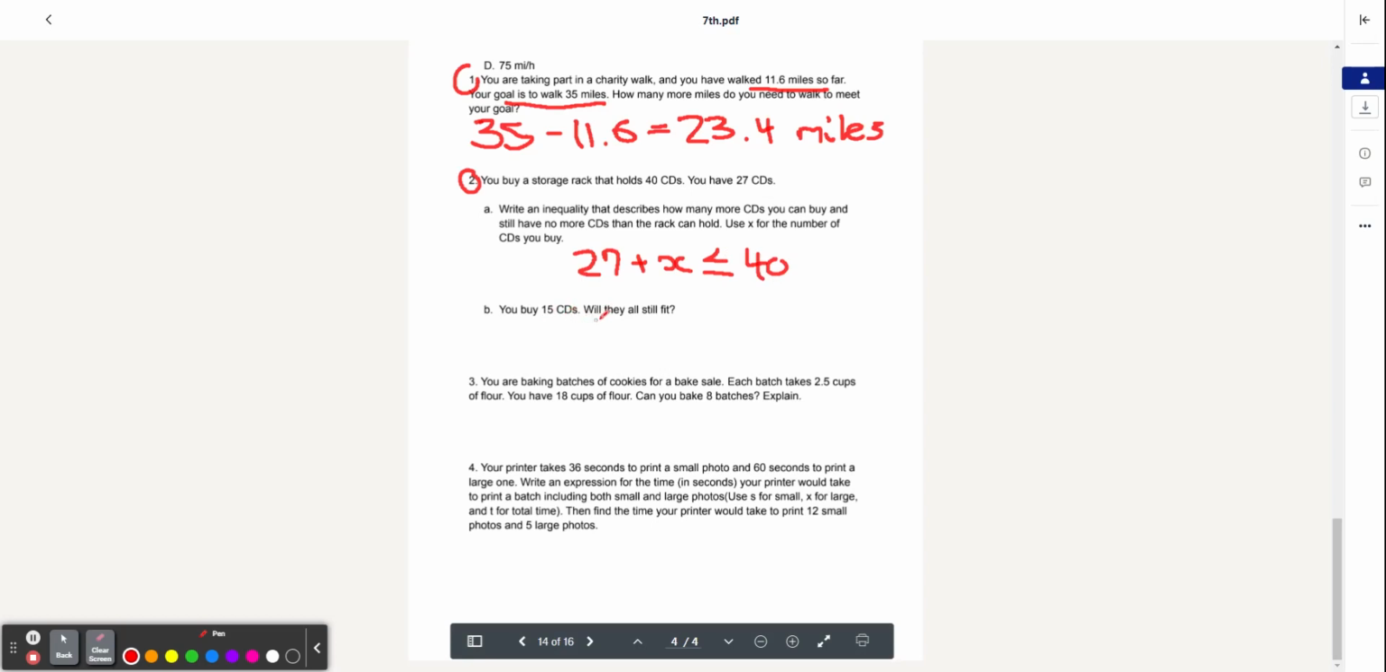You buy 15 CDs, will they all still fit? 27 plus 15 is 42, and 42 is not less than 40. So no, they will not all fit.